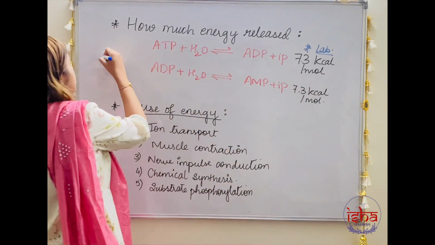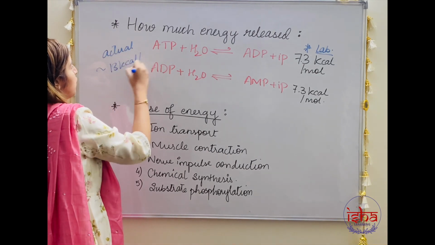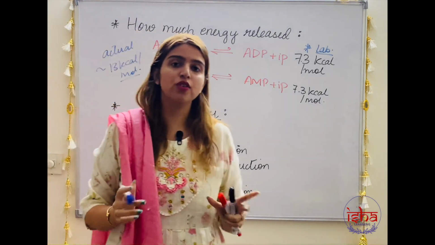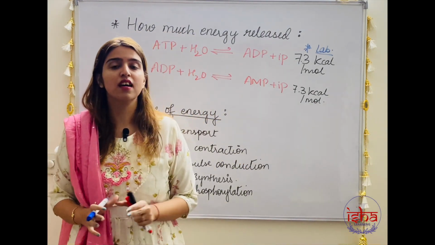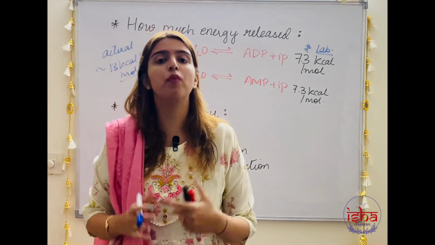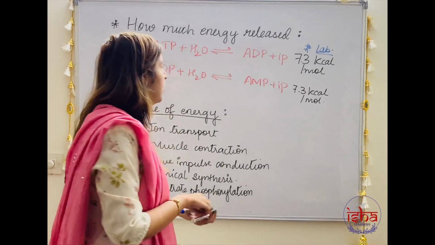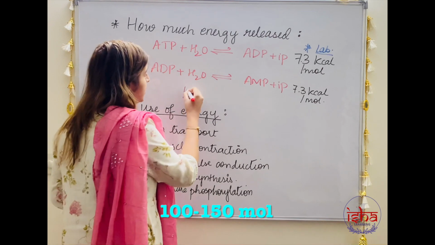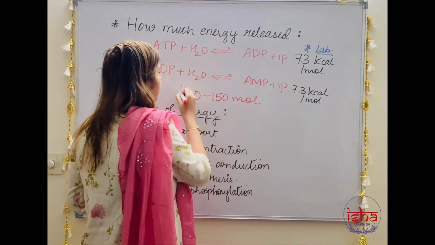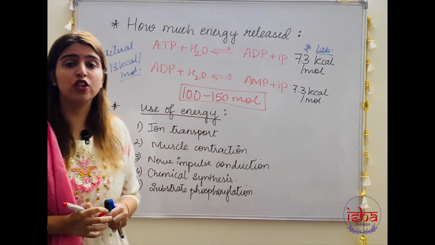So in the actual scenario, in the cell, as much as 13 kilocal per mole of energy could be given out. Now another logical question that stems from this fact is, how much energy do you think we require in a day to keep our body going? You'd be surprised to know that around 100 to 150 moles of ATP are hydrolyzed every day in our body to keep us going. That's a lot of energy.